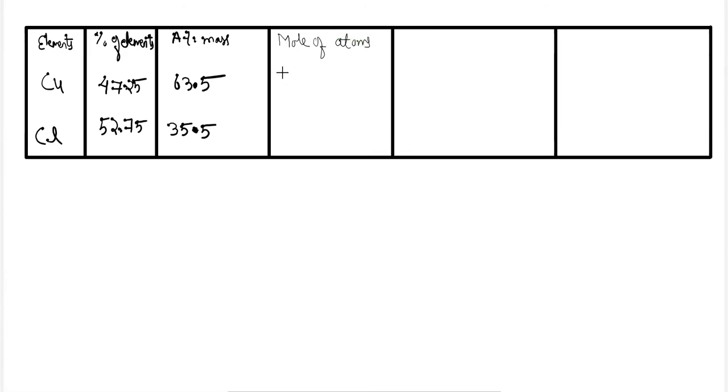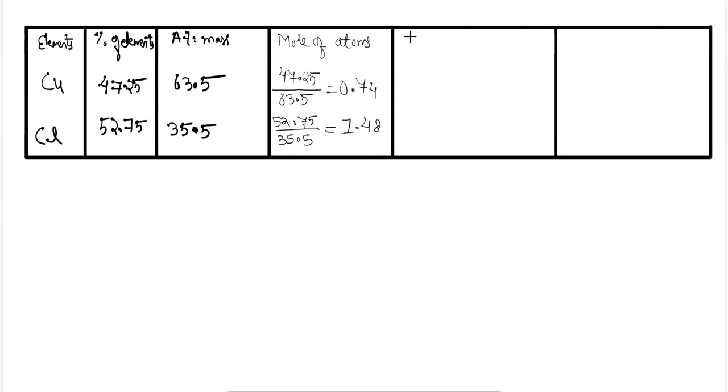So mole of atom will become 47.25 divided by 63.5, and here 52.75 divided by 35.5. Okay, so on dividing here we will get 0.74 and 1.48. Okay, so these will be the values for moles of atom.